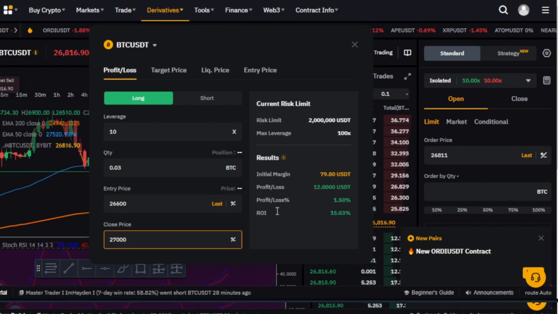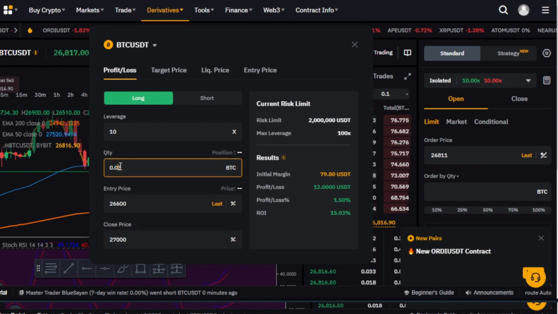Once I do that, Bybit will automatically calculate what this will cost you with a 10x leverage. It will show you the initial margin, which is what it will cost you to take this trade of 0.03 BTC. The initial margin is what I want you to pay attention to. If I change the 0.03 to, let's say, 0.05, you see that the margin has changed from 79 to 133.